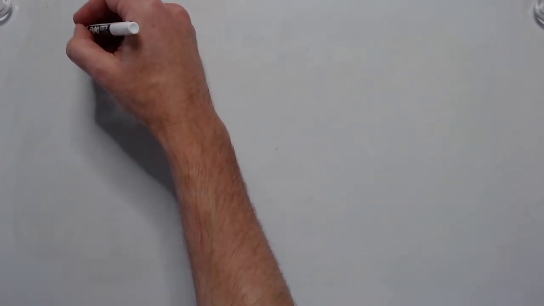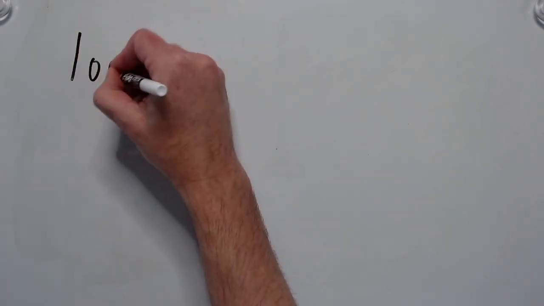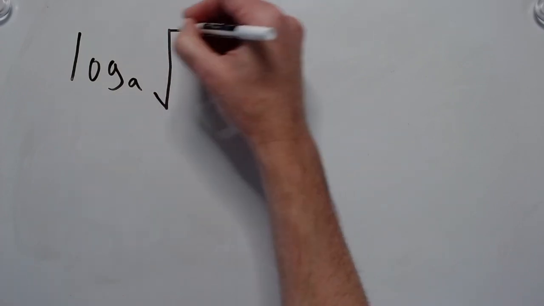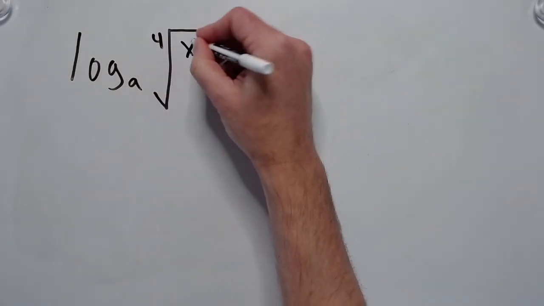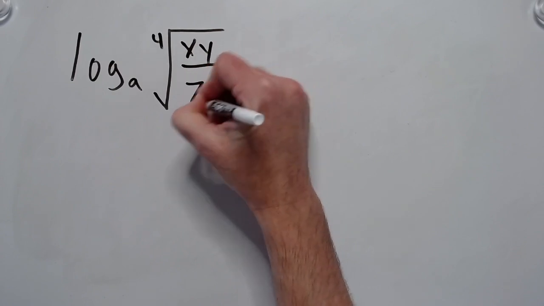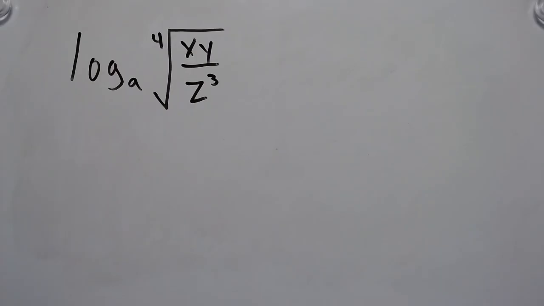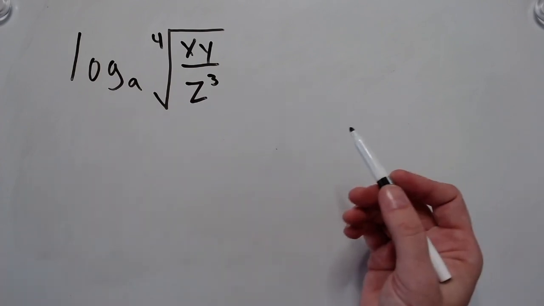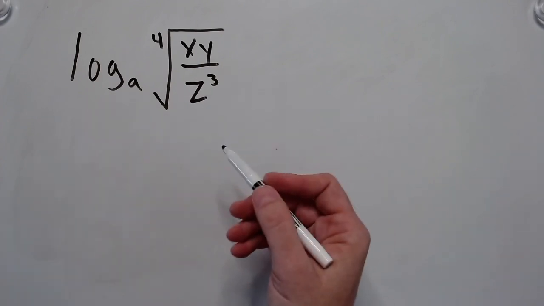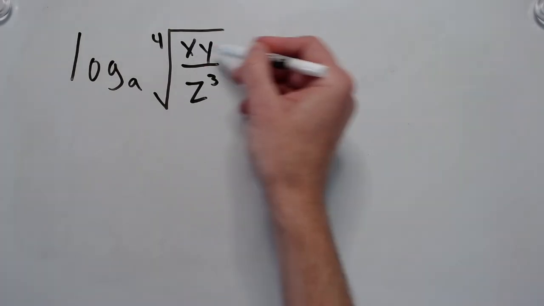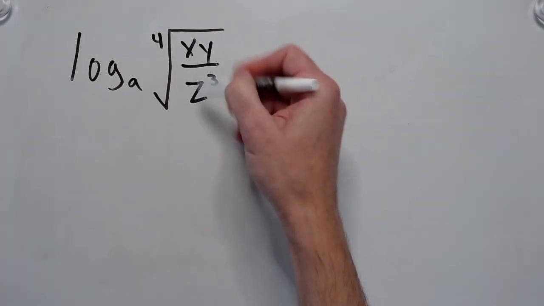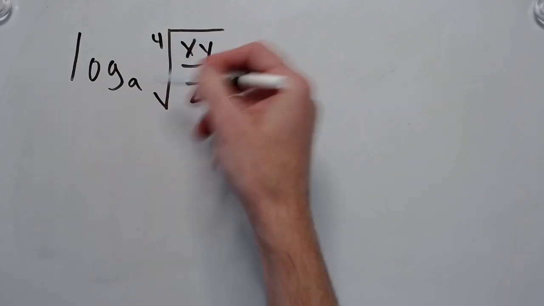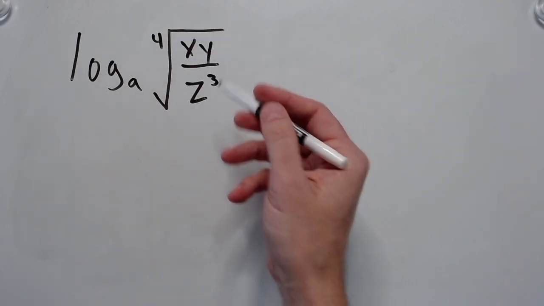Okay, this is going to be in the doozy category, but I know we can do it. Log base a of the fourth root of x, y over z cubed. So what we want to do is change this expression in terms of x, y, and z. So what do we have going on here? We have some multiplication, x times y. We have division going on here. We have exponents. We've got a fourth root. What's that all about? So let's do it one thing at a time.